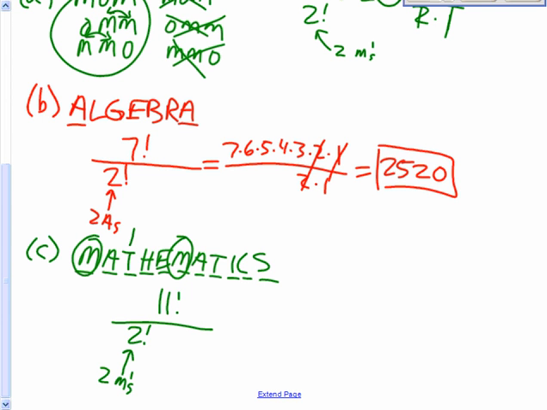Looks like I have a couple T's. Take out the 2 T's there. And I have a couple A's. So 2 A's. Again, if I had more, like let's say I had 4 T's, I'd have a 4 factorial there. So that's 2 factorial on the bottom, and I punch that in, 11 factorial.